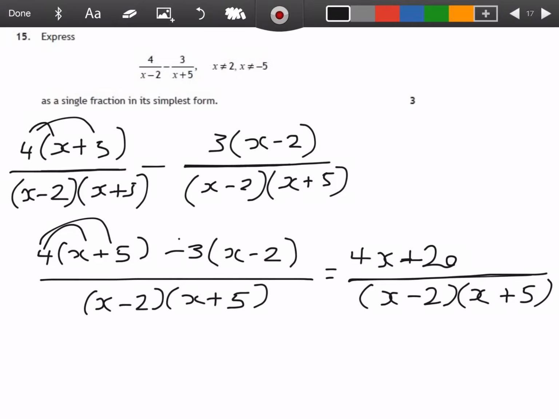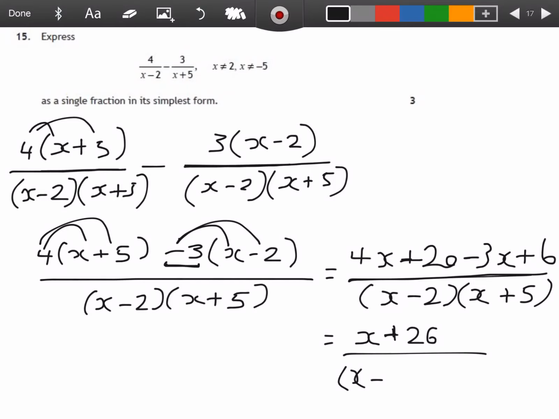Take away. Right, let's think, this is a negative 3 times x. Negative 3x. Negative 3 times negative 2, plus 6. Okay? Collect any terms together. 4x minus 3x, we've just got 1x at the top. Plus 20 plus 6, plus 26. And as I said, you don't have to multiply out the bottom. That's fine.